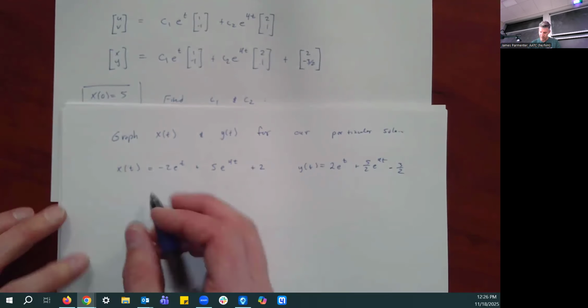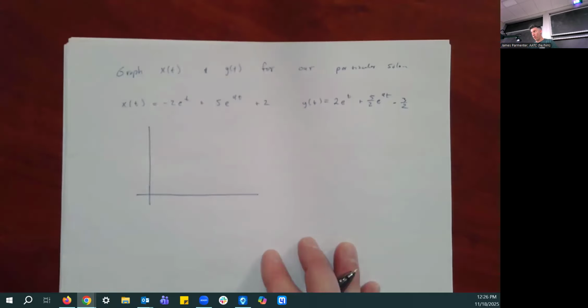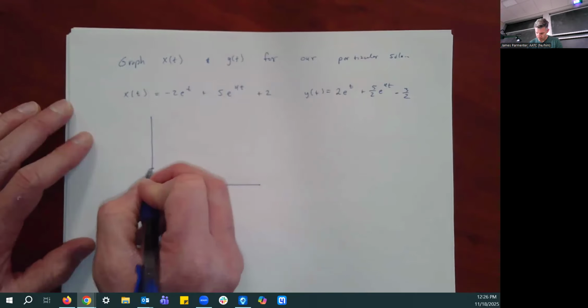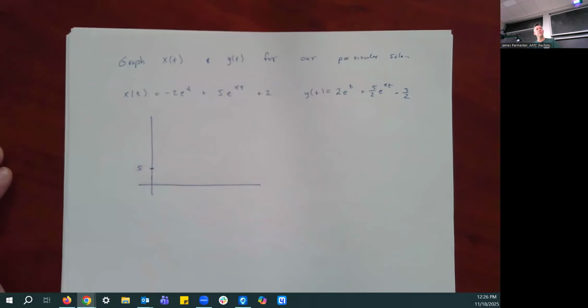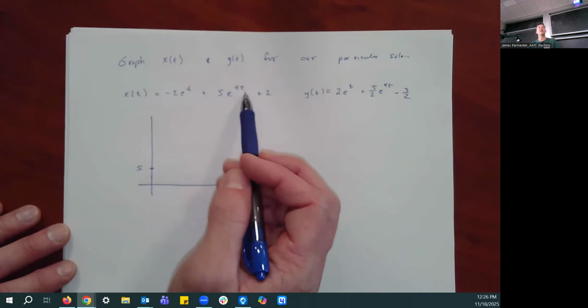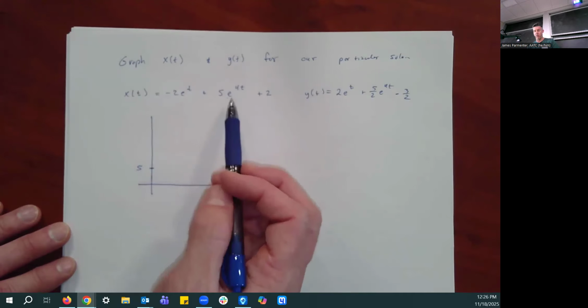Looking at x of t, I'm really going to focus on two things. I'm going to focus on what my initial value is. You already know what it should be, they already told us that information in the problem. x of 0 was 5. Cool. There's 5. And then the question is, does it get bigger or smaller? Well, maybe a little bit of both. You've got this negative part and this positive part, but you can see that the e to the 4t is going to get bigger faster than the e to the t, so this positive part is going to overpower this negative part.